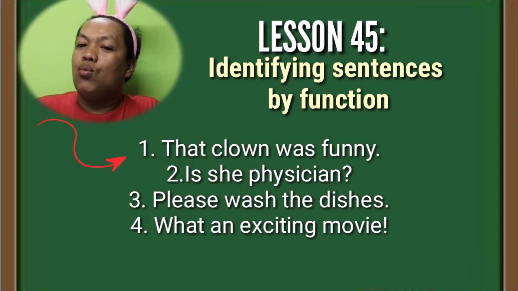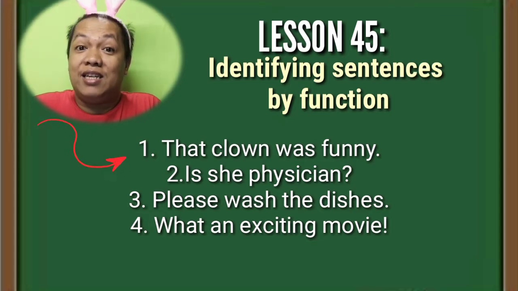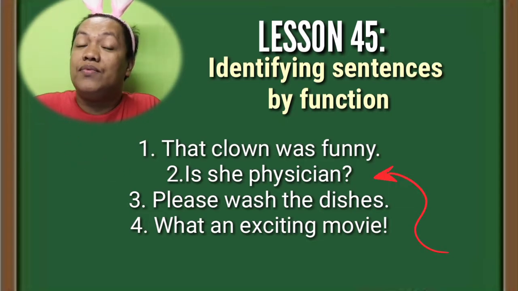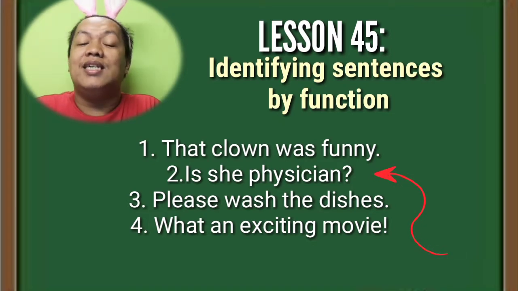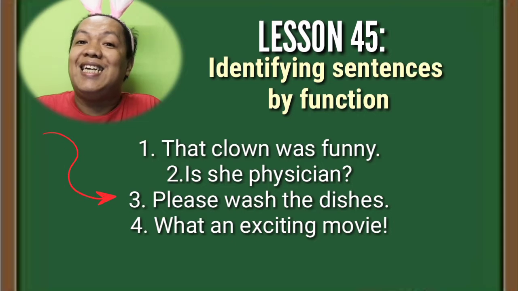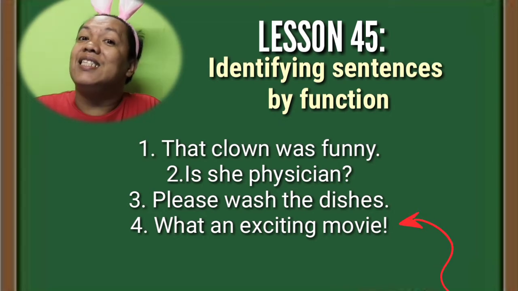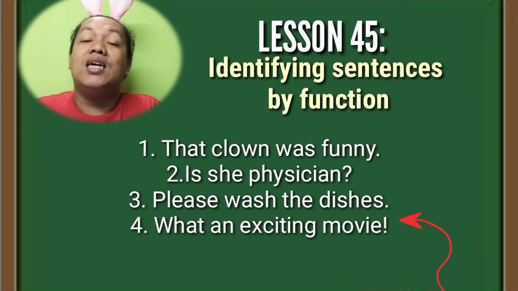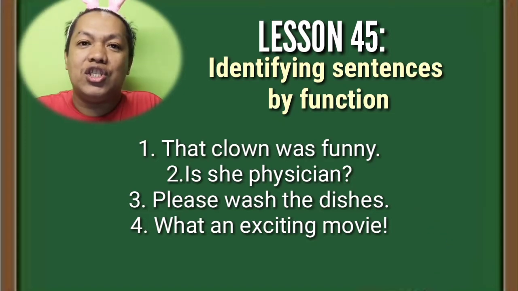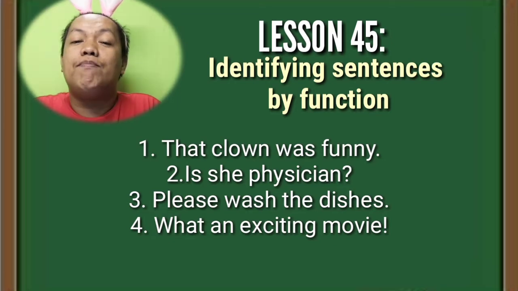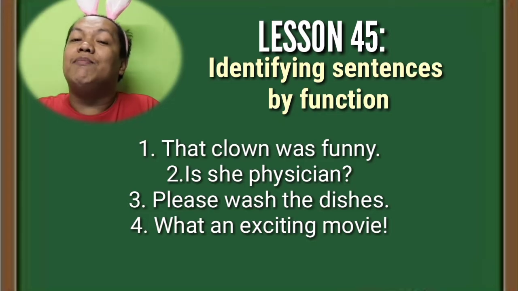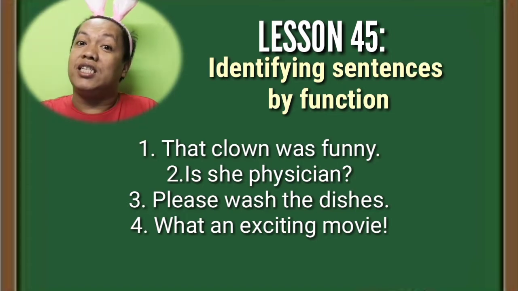You know that sentence 1 is making a statement. Sentence 2 is asking a question. Sentence 3 is giving a command or giving an order. And sentence 4 is expressing strong emotion. Now, these functions of sentences are very important for us to identify the 4 types of sentences via their functions. Let's move ahead.